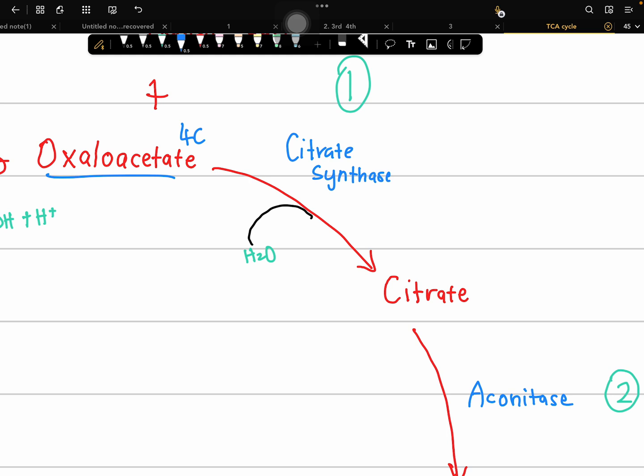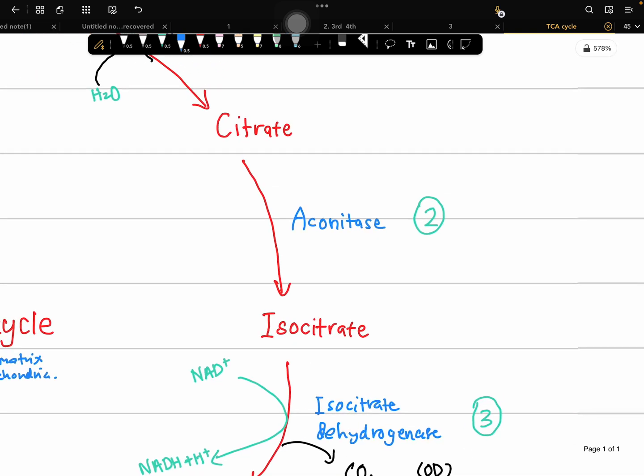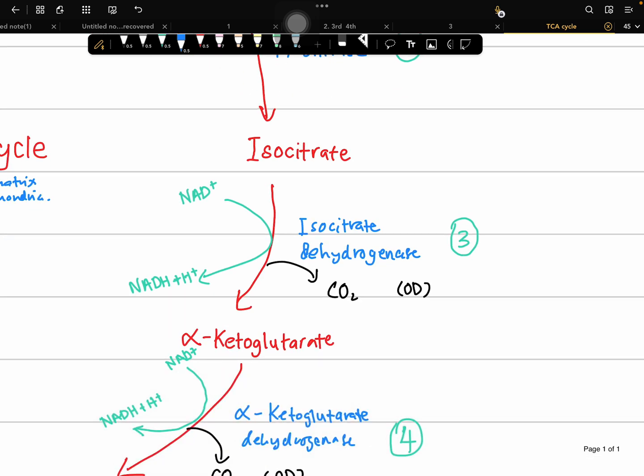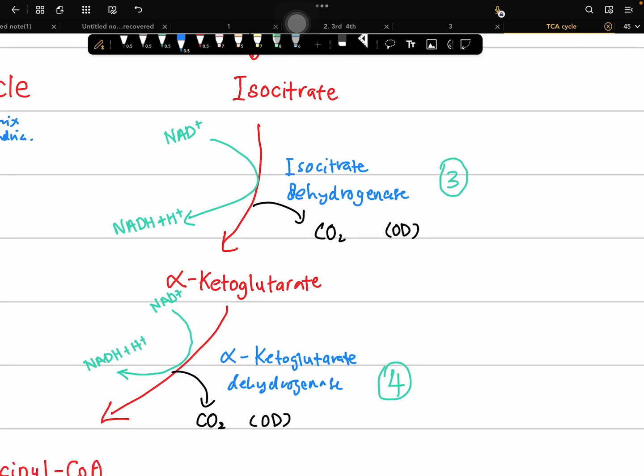It involves the addition of water. Then the second step, when we produce the citrate, it is isomerized into its isomer, which is known as isocitrate. This second step is helped by the enzyme aconitase. And then in the third step, the isocitrate is oxidized into alpha ketoglutarate with the aid of the enzyme isocitrate dehydrogenase.